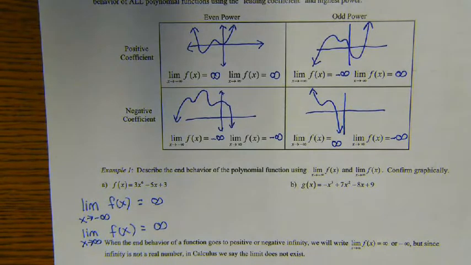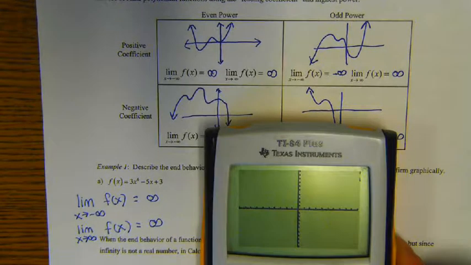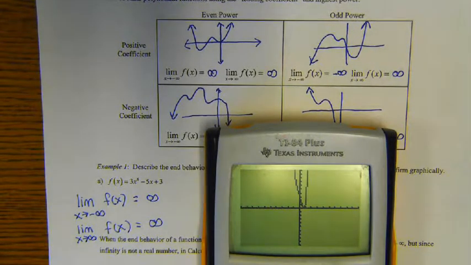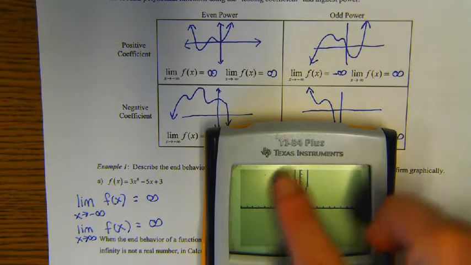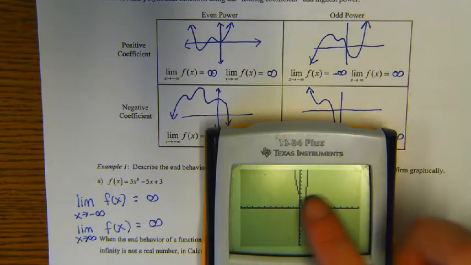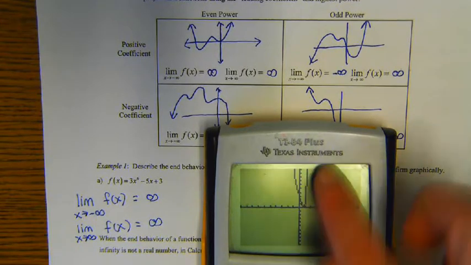Okay, who thinks they know B already? If you think you know B, write it out. While you're doing that, I'm going to just show the first graph. Okay, so this has got some funky stuff going on in the middle, but still up and up at both ends.